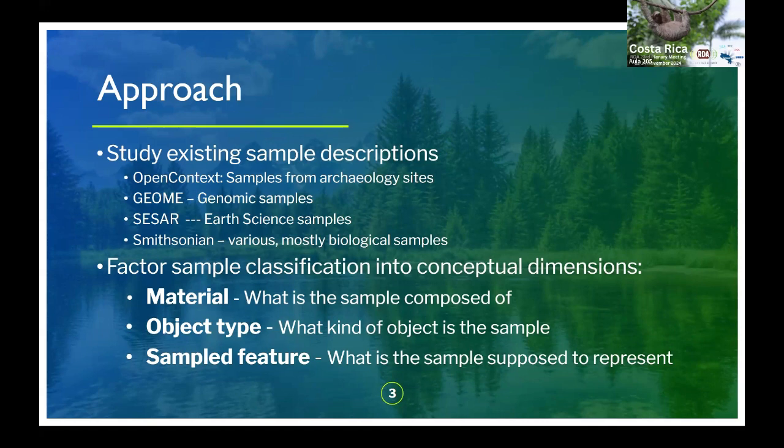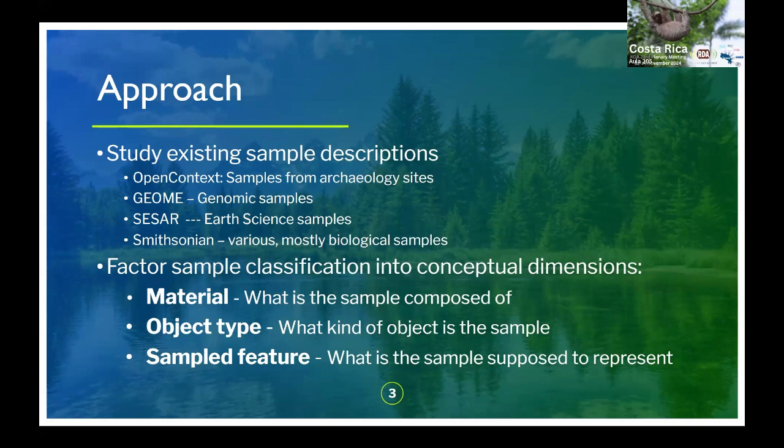And so what we've done is factored the classification into different facets. So there's a material type: what is the sample composed of? The object type: what kind of thing is it? What's the object that you actually see in the drawer in the collection? And then what was the intention of the sample? What was it supposed to represent? What's the sampled feature? So these are different aspects of thinking about sample classification.